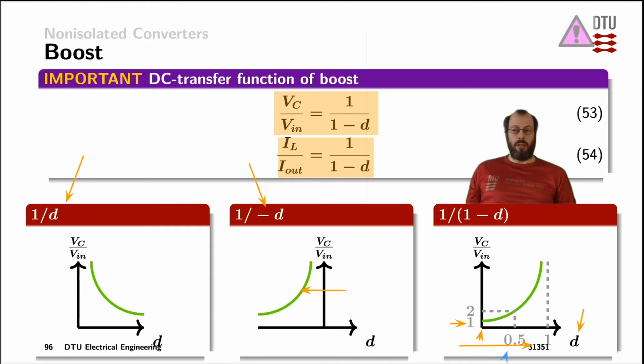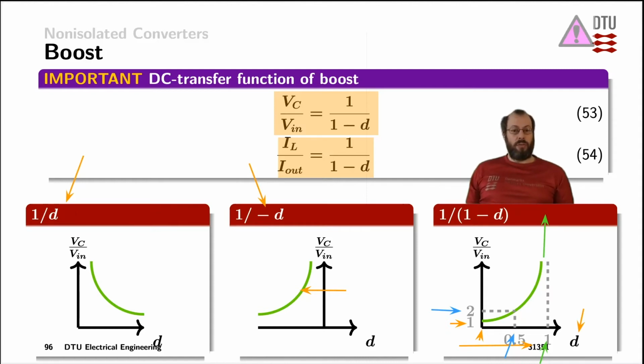At a duty cycle of 0.5, we get an output voltage being twice as high as the input voltage. And theoretically, at a duty cycle of 1, that means 100%, the output voltage would rise towards infinity. Now, this is valid for an ideal boost converter only.